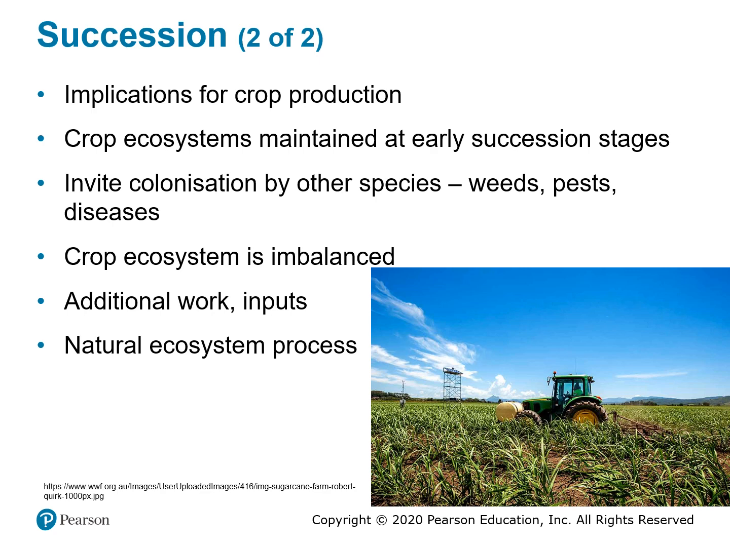So this succession has implications for crop production. Crop ecosystems are maintained by humans at what is an early succession stage. What this does is provide niches for invaders. So what we do is we invite colonization by other species, weeds, pests, and diseases. And because of that, it requires additional work and inputs to control the pests, the weeds, and the diseases. So, making more use of natural ecosystem processes would assist in reducing these inputs and the extra work.